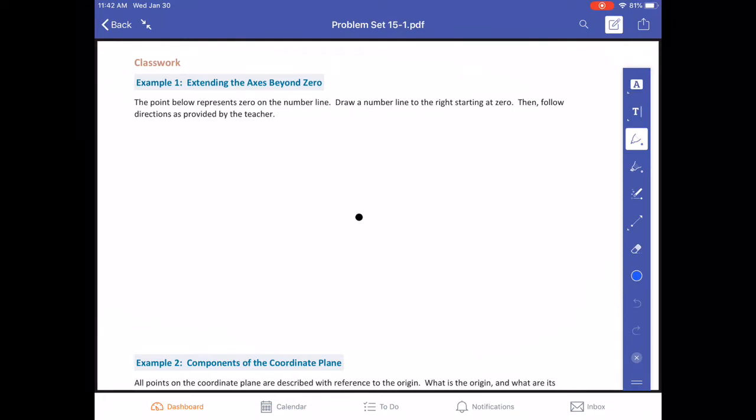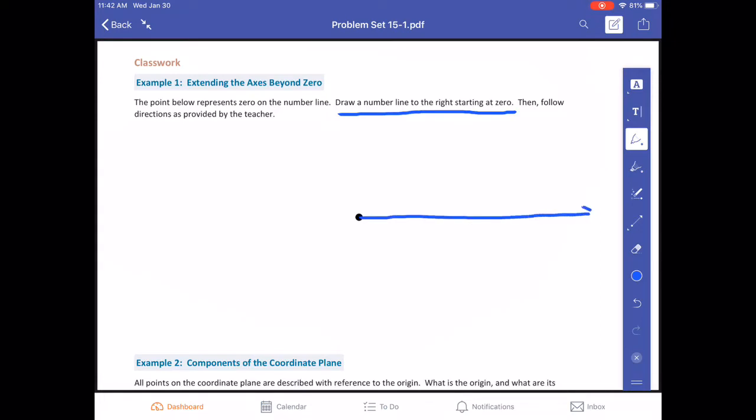So in example number 1, it says the point below represents 0 on the number line. Draw a number line to the right, starting at 0, and then follow my directions for the rest. Okay, so I'm going to go ahead and do this first. I'm going to draw a number line on the right, starting at 0. So this point is 0. And I'm going to extend my number line 5 units to the right. So this will be 1, 2, 3, 4, and 5, like this.